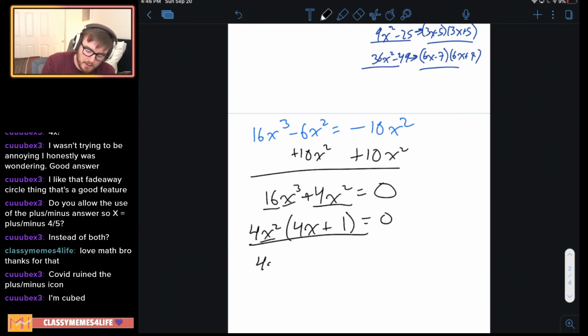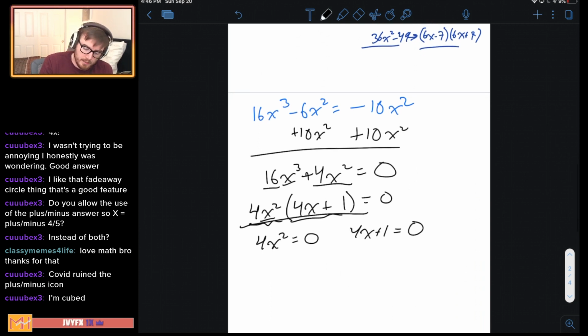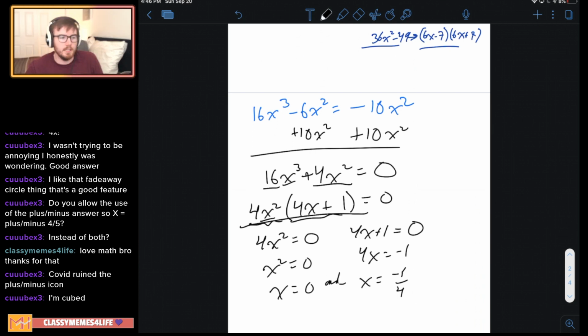So this is 4x squared equals 0. That's factor number 1. And this is 4x plus 1 equals 0. Divide by 4, I'm still left with 0. Take the square root, I'm still left with 0. Subtract the 1, divide by 4, negative 1/4. So there's a little bit of a tease there of a perfect square. I just came up with that on the spot, people. That's how skilled I am.